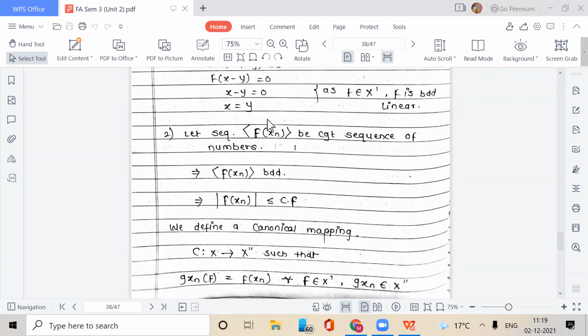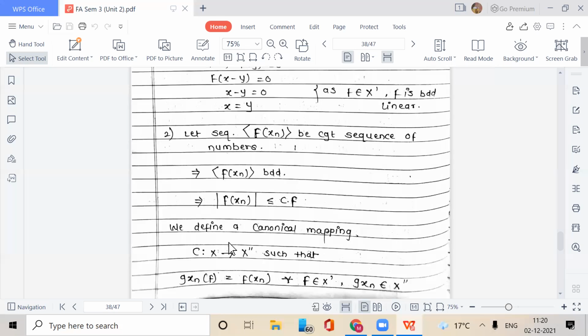Second part: let the sequence f of xn be a convergent sequence of numbers. So the sequence f of xn is bounded because every convergent sequence is bounded. This is a theorem in real analysis. In general, mod of f of xn is less than or equal to C_f, where C_f is any constant. If a sequence is bounded, then the absolute value of every element will be less than some constant.